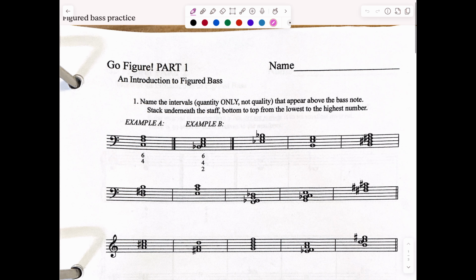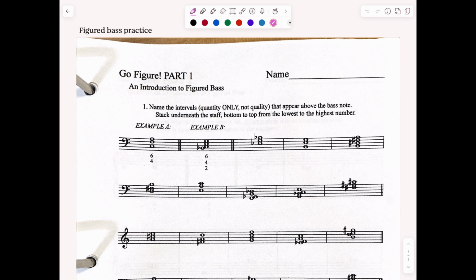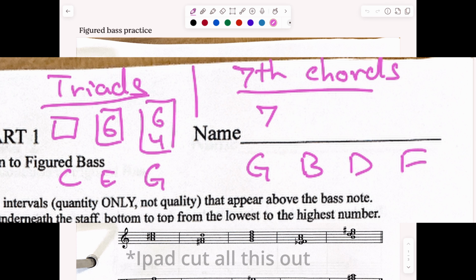Before I give it to you, a couple of things to keep in mind. I'm just going to make notes at the very top here. There are either triads or 7th chords. And you can either take notes somewhere in your book or you can take notes in your brain. It's an AP class, you're fine. Okay, so there are either triads or 7th chords, yes?